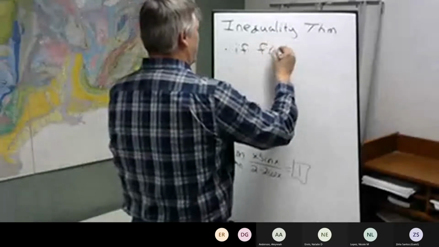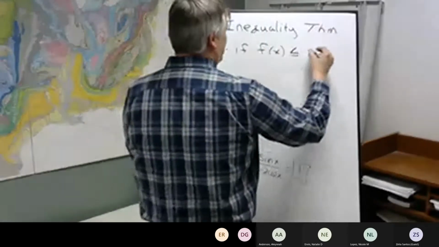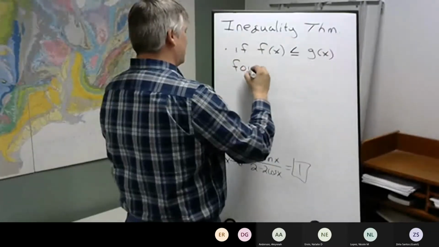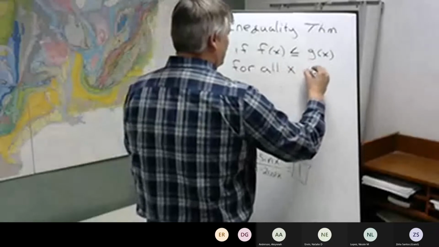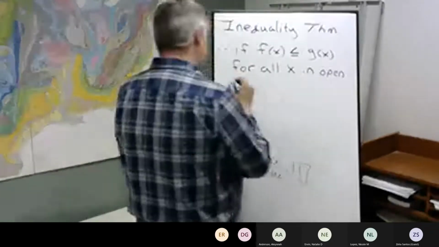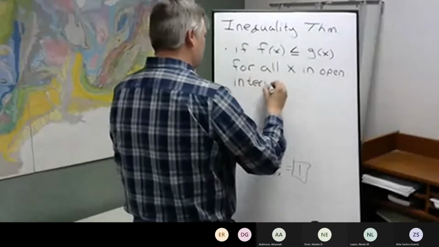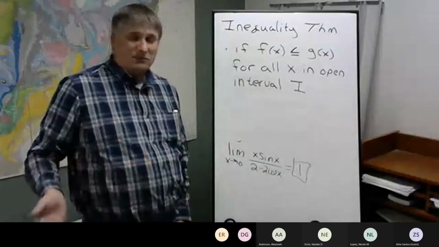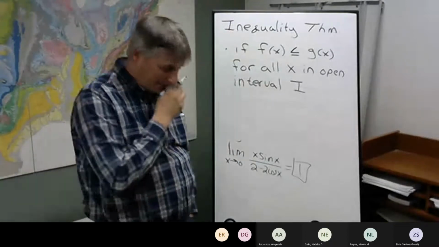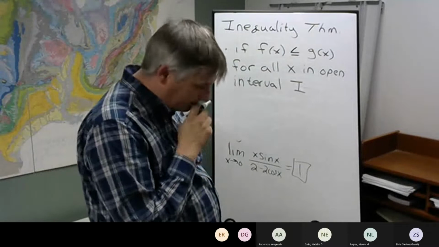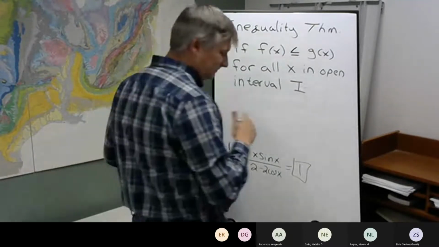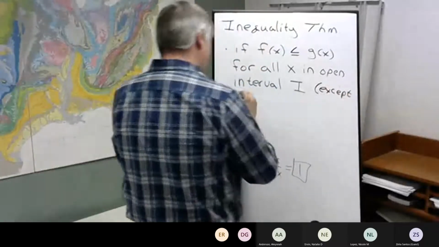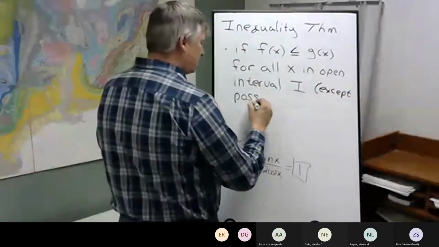If f of x is less than or equal to g of x for all x in the open interval I, so f is always smaller than the function g on this interval. And again, there's that special case that, when it comes to our limit, we're not going to worry about.